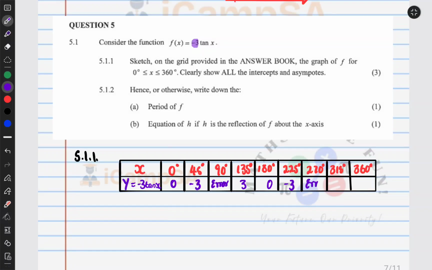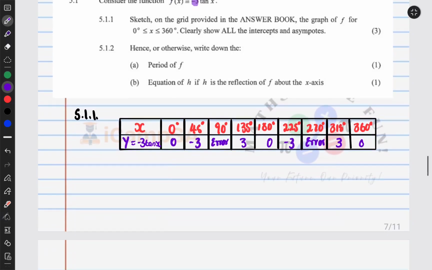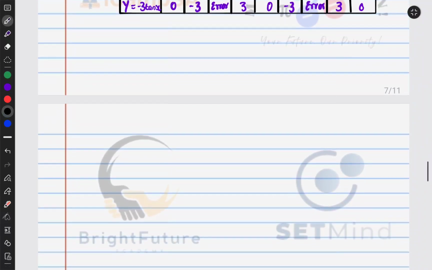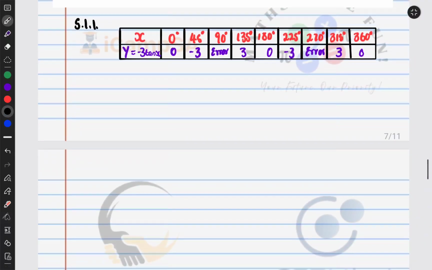Again we have an error, and negative 350 tan 315 gives us a 3, and then 360 will give us a 0. Okay, so we have the points now. Let's sketch our function. Since we don't have the trig here, we will construct our own.